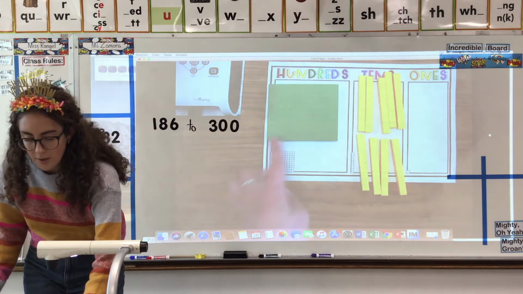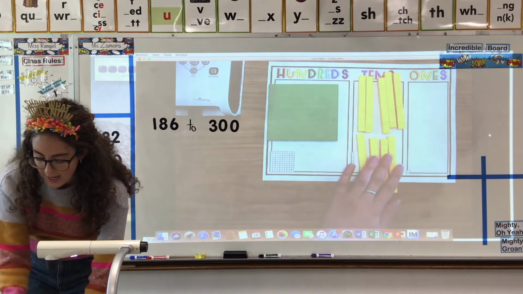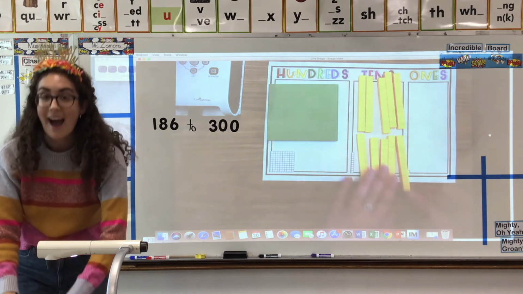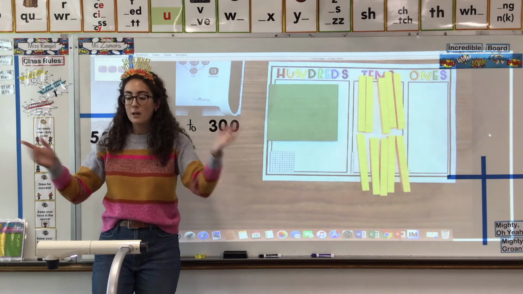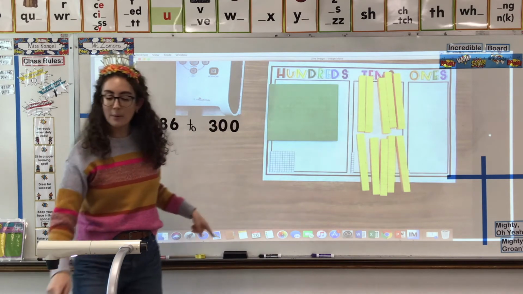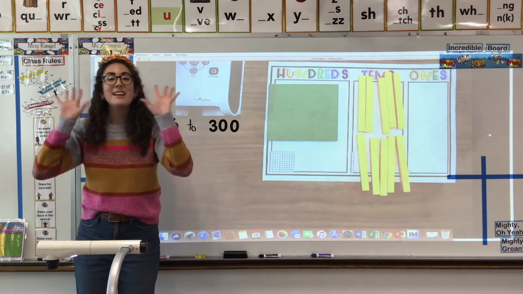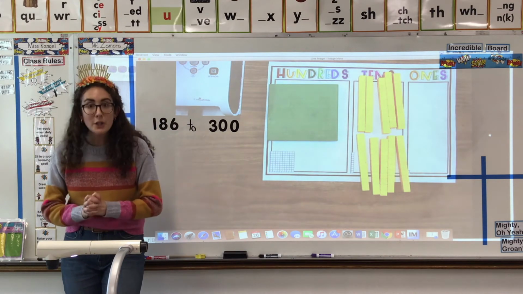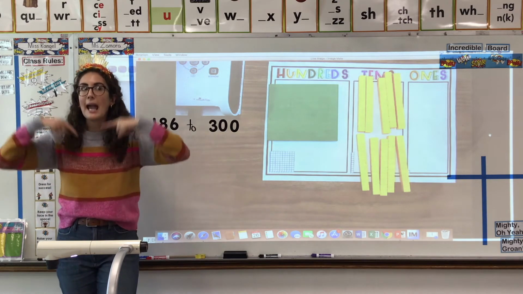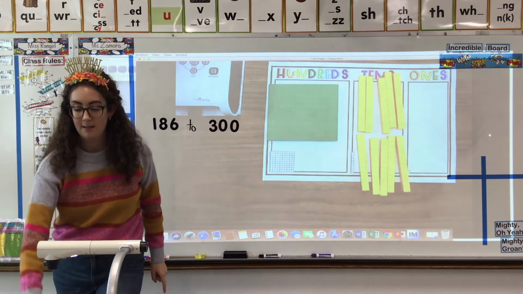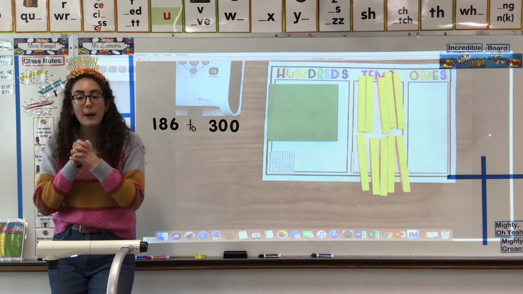So let's see. Can we all say 190? 190. And then you add a 10, what do you get? 200. But take a look. How many tens do we have, second grade? How many tens? We have 10 tens. We're at 200 with 10 tens. Can we bundle them to make a larger unit? Yes, we can. We have 10, so we can bundle.